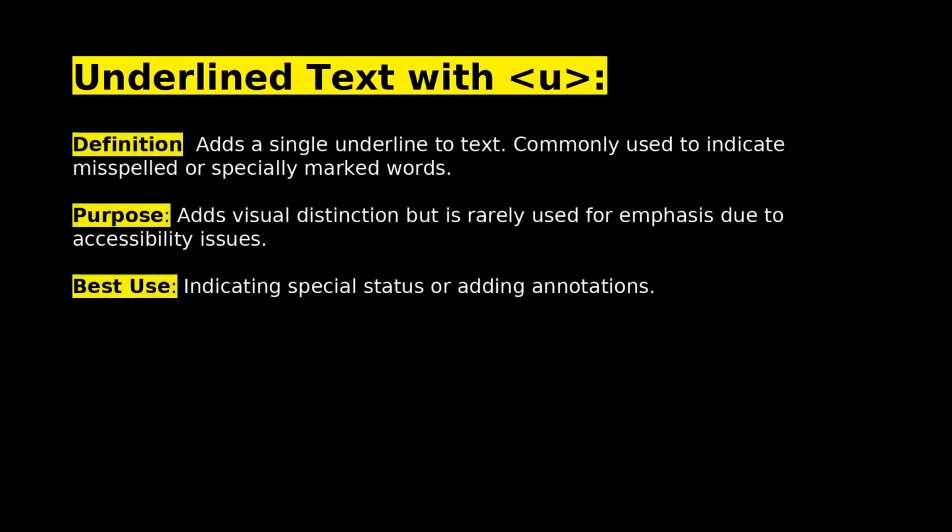Underline text element. It adds a single underline to text, commonly used to indicate misspelled or specially marked words. It adds visual distinction but is rarely used for emphasis due to accessibility issues. It is best used for indicating special status or adding annotations.